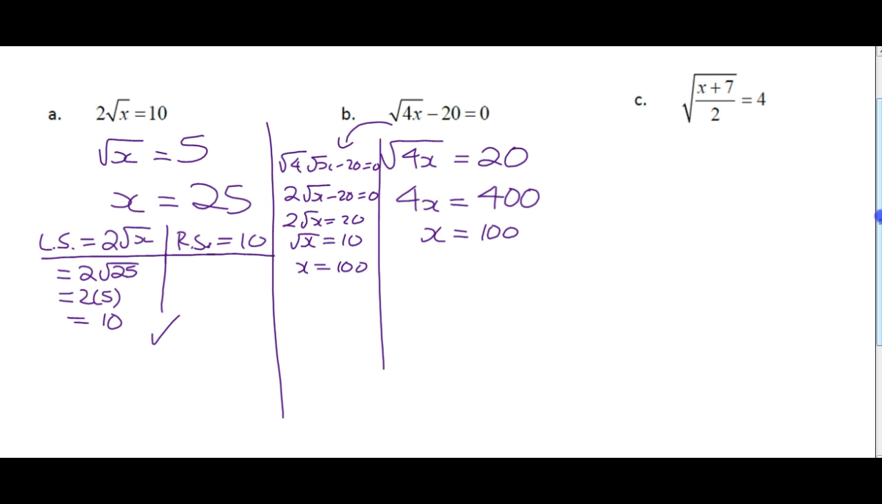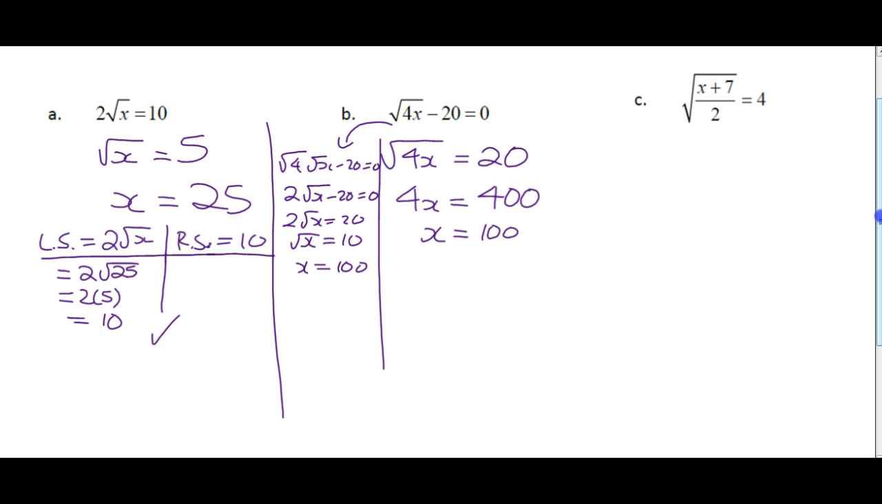Is that I could recognize, hey, I've got root 4x. But I could write that as... Get out a piece of paper and write it down.